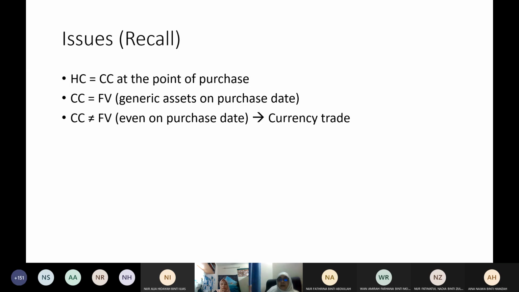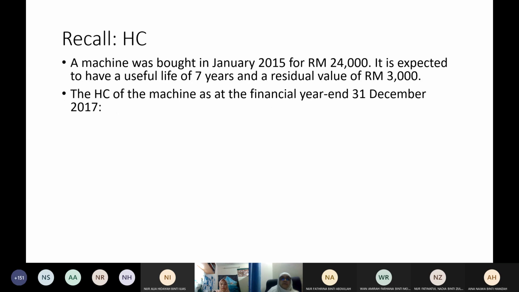But on the same date, if you bought too much and want to sell it back to the currency exchange, then even on that same day, maybe at the same time, the buying and selling price of the currency is not the same. So there are cases where the current cost will never be equal to the selling price, which is the fair value. This is something that you have to keep in mind.